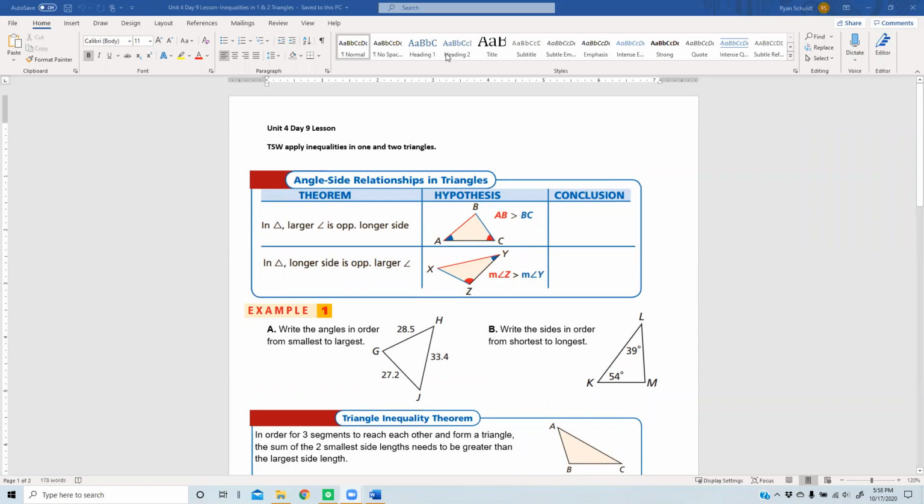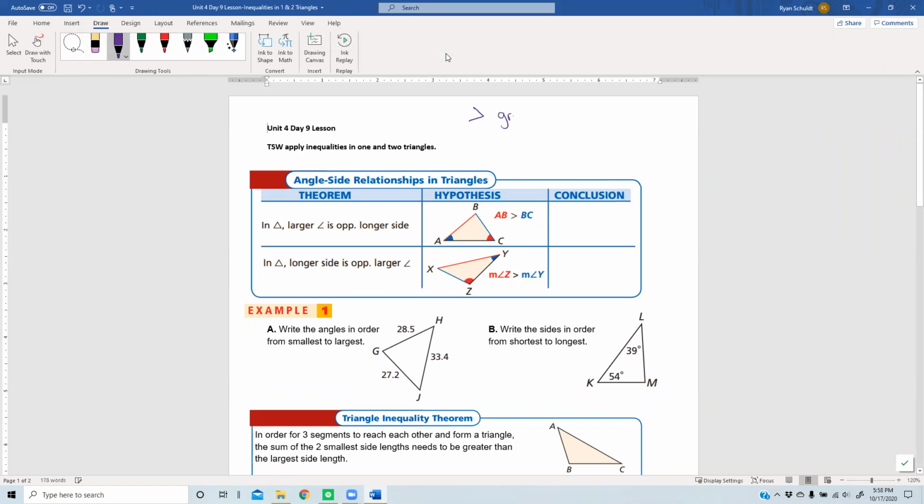Okay, so on this one, we're doing inequalities in one and two triangles. Now, let's just remember some terms right quick. So this inequality means greater than. This means less than. Remember, the less than almost looks like an L. Now you see why I put lines through my angles, because these look almost like the angle symbols I've been writing.